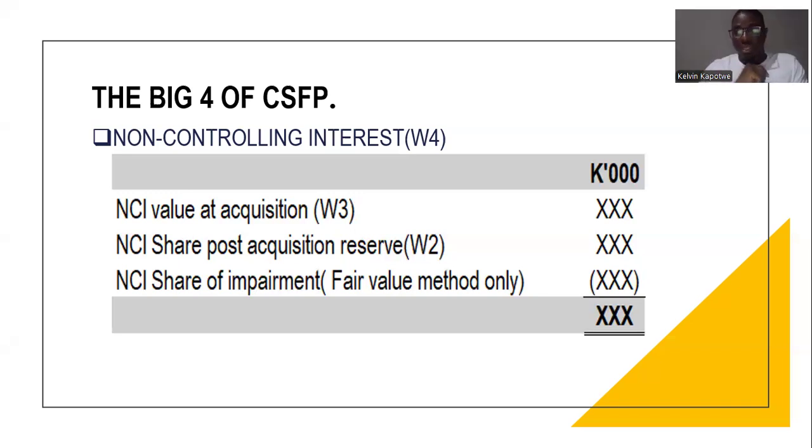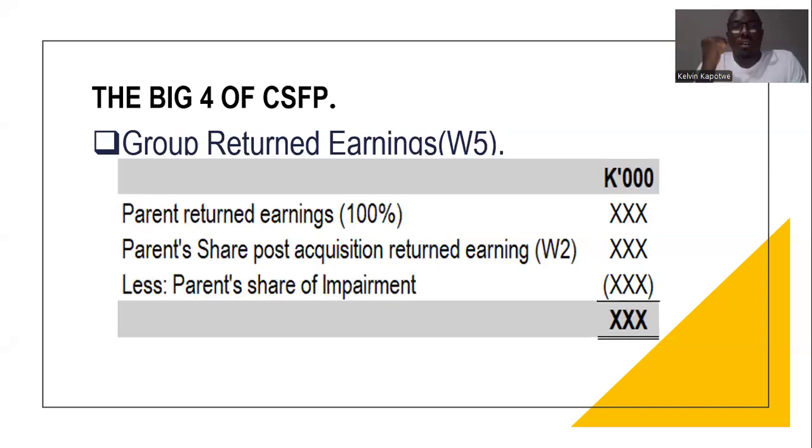And then the final figure is what you're going to take to the consolidated statement of financial position as a component of equity. Remember in the previous video, I said the NCI are accounted for under equity in the consolidated statement of financial position. All right. Then the final working that you have to do in terms of the big four is the group retained earnings, or it can be called the consolidated reserves.